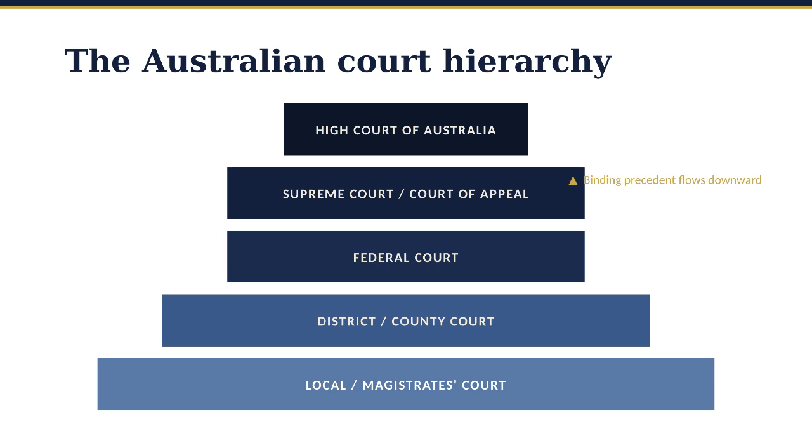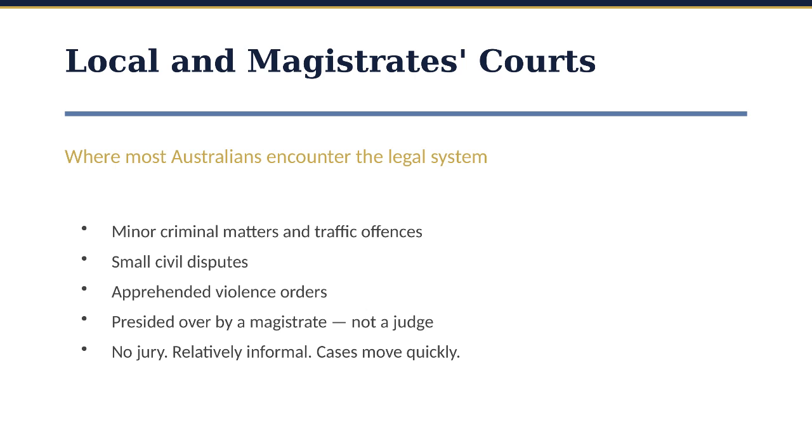At the base, you've got the local court, or magistrates' court, depending on the state. This is where most Australians will encounter the legal system. Minor criminal matters, traffic offences, small civil disputes, apprehended violence orders. A magistrate presides, not a judge. There's no jury. It's relatively informal, and cases move quickly.